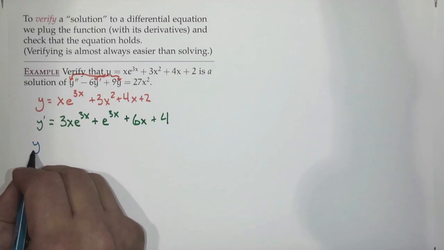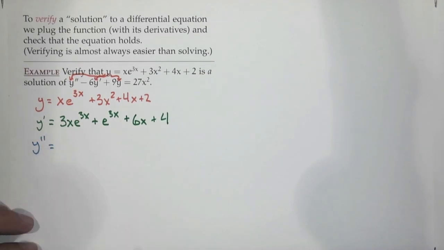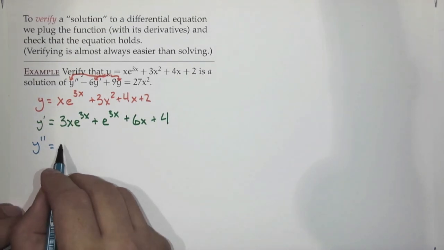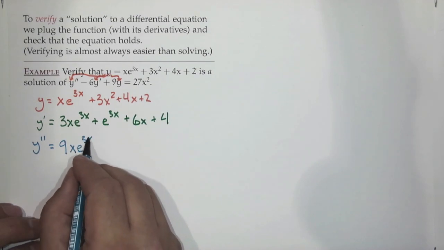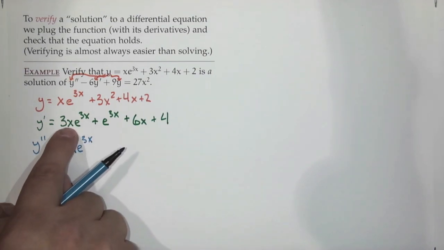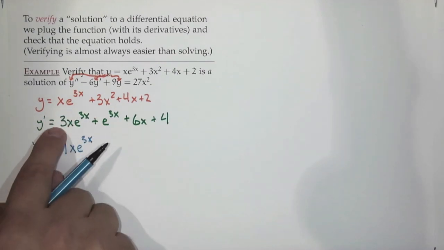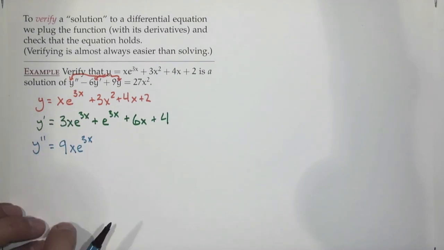Yeah, second derivative, y double prime. We're on a roll. All right, what's the derivative of 3x e to the 3x? All right, 9x e to the 3x. So keeping that 3x alone, times the derivative of e to the 3x, there's another 3 that comes down. 3 times 3 is 9. What else do you have?